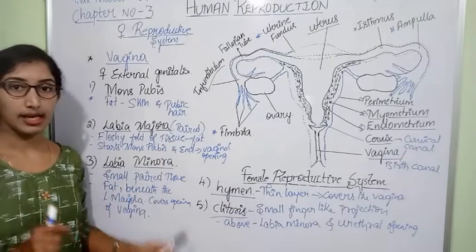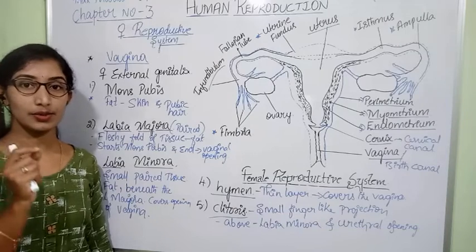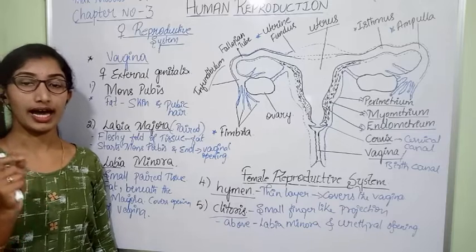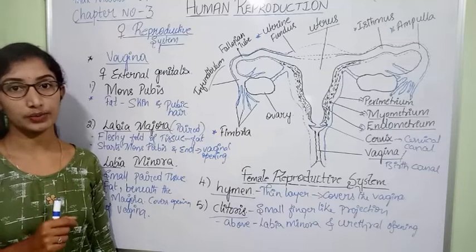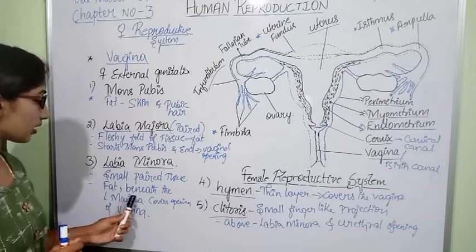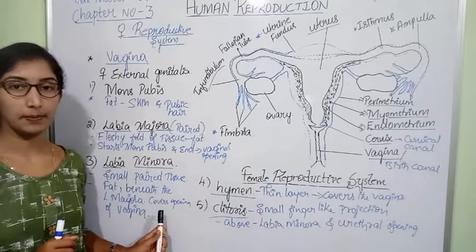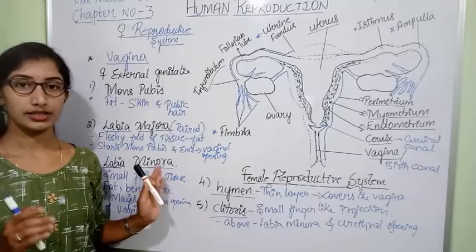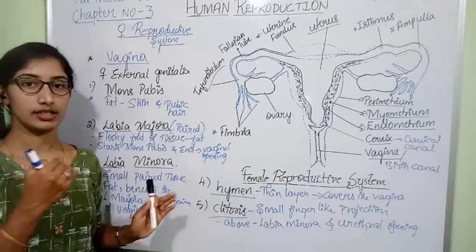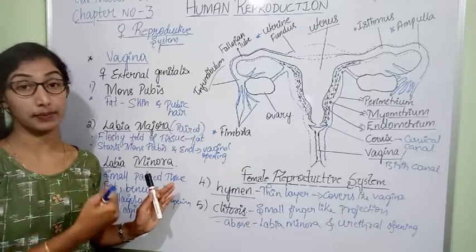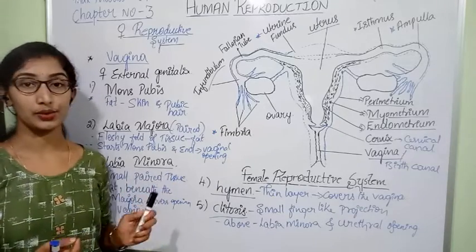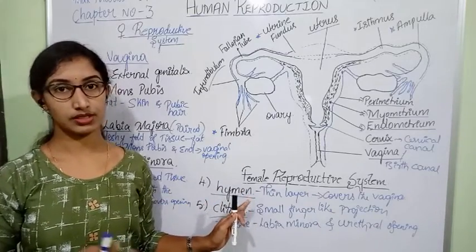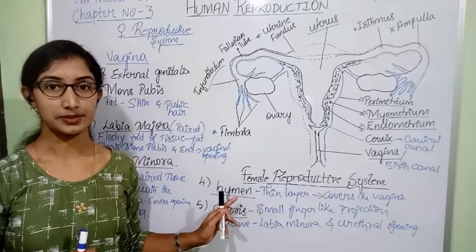As the name says, minora means it is a very small structure, which is paired and covers the opening of the vagina, present beneath the labia majora. Compared to the labia majora, labia minora is very small, and that is continued by the next part of the vagina, that is nothing but the hymen.